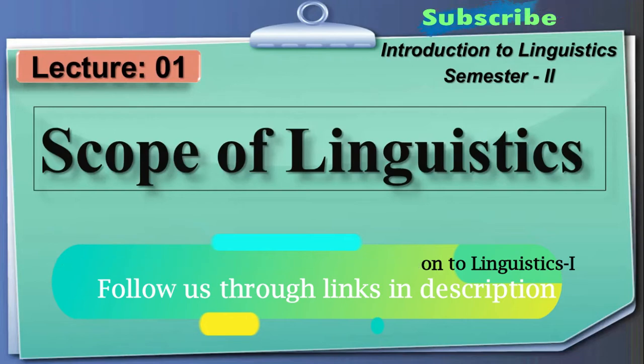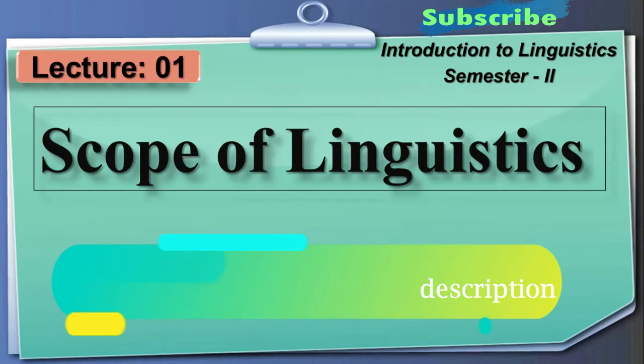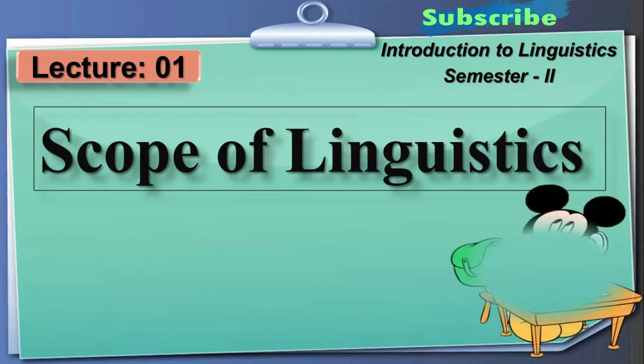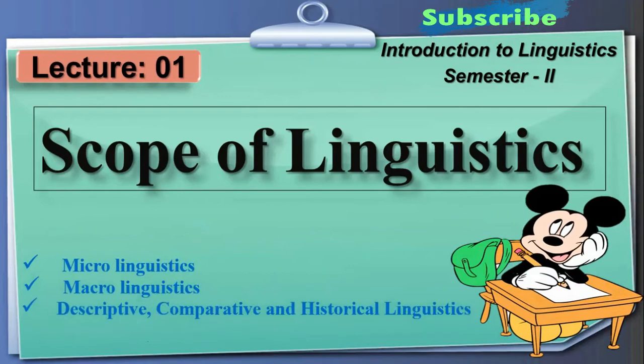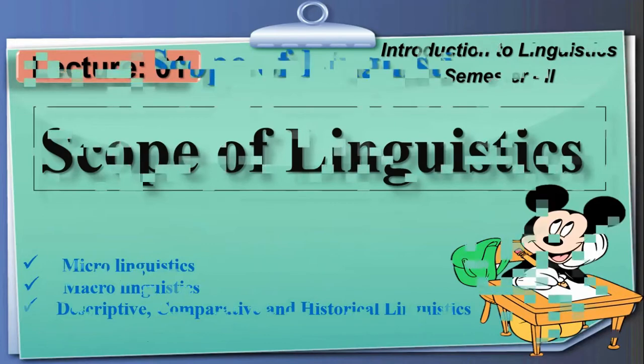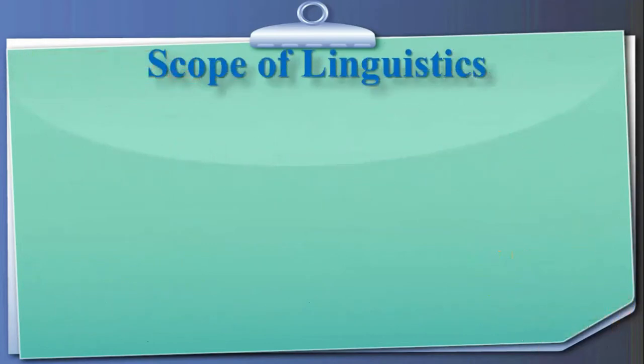Let's talk about our topic, and that is the scope of linguistics. Here are the areas we are going to discuss today. Number 1, micro-linguistics, macro-linguistics, descriptive, comparative, and historical linguistics. These are some of the areas we are going to talk about in today's lecture. So let's get started without further ado. Here we are going to talk about the scope of linguistics.